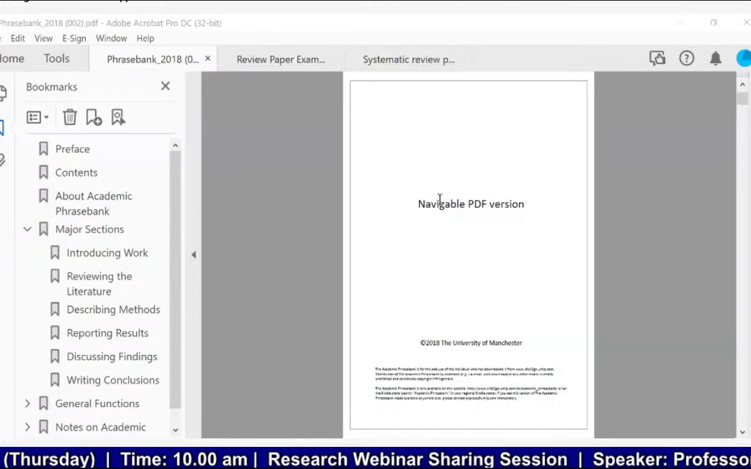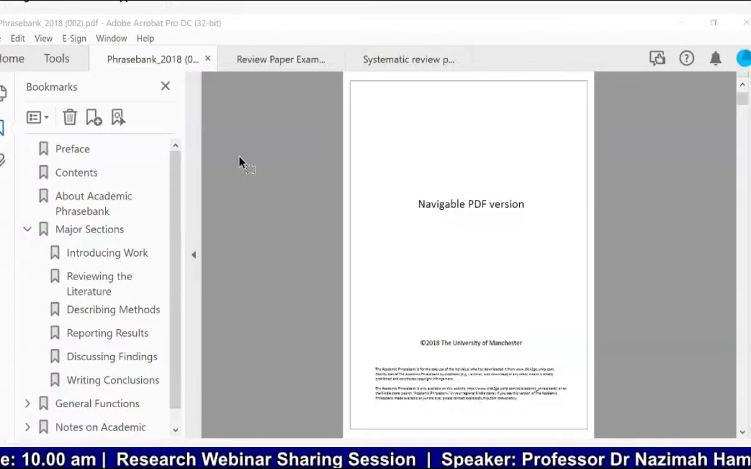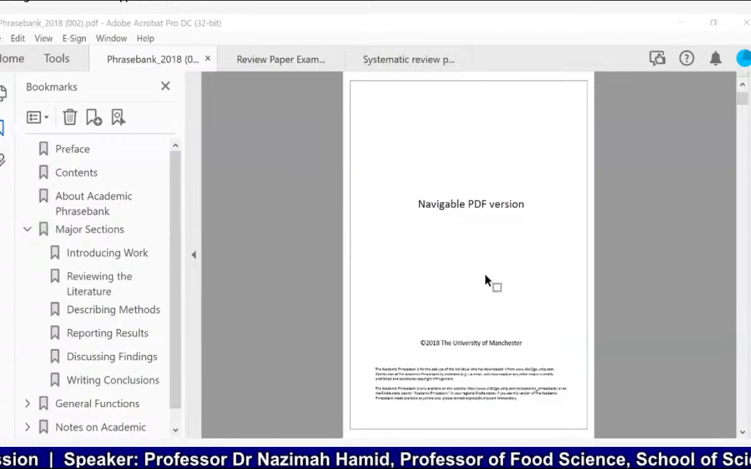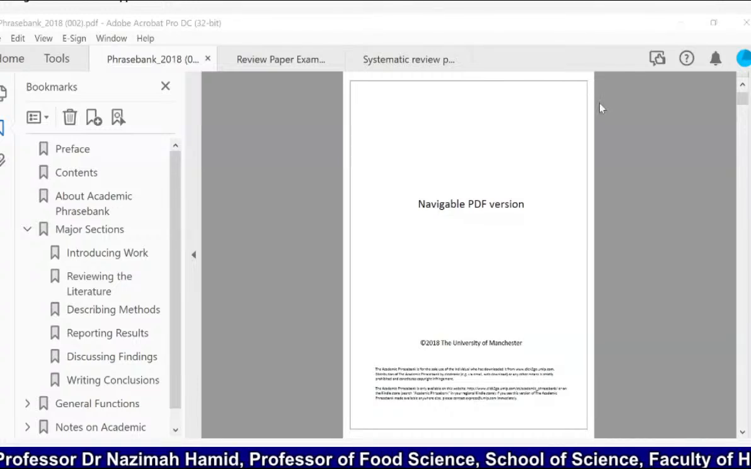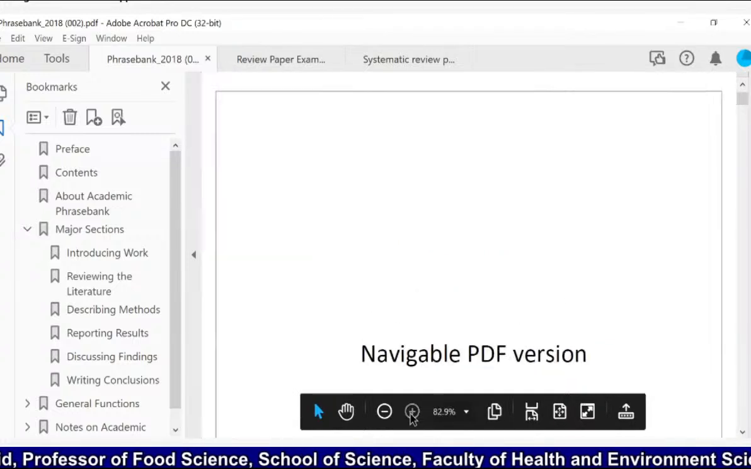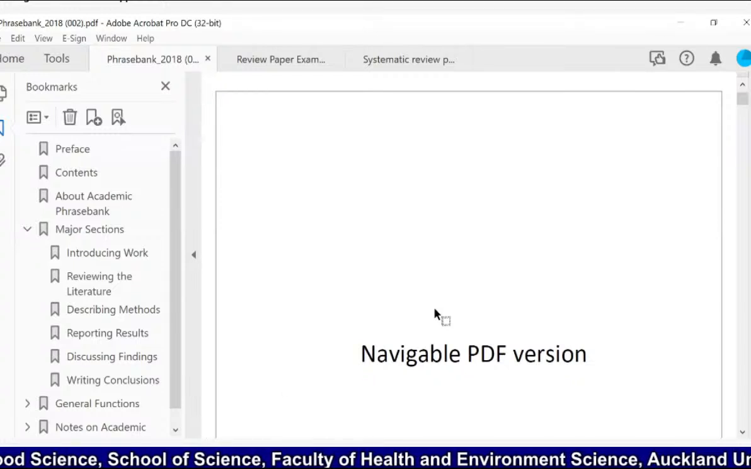You can see a PDF diagram here, and this is by the University of Manchester. If you Google phrase bank and University of Manchester, they provide a bank of phrases you can use when you're writing a paper, and it's really useful, because most of my students in New Zealand have English as their second language. English is also my second language anyway. You can get access to this PDF file. You have to pay some money, but it's worth it.